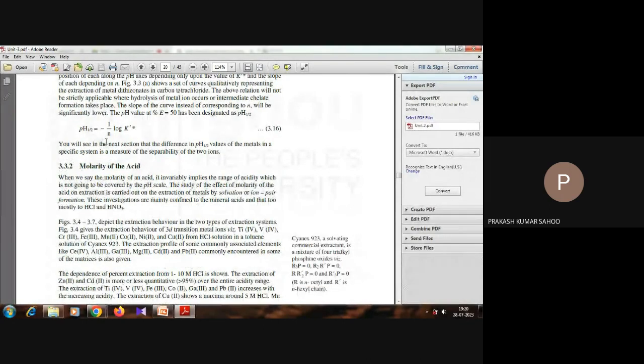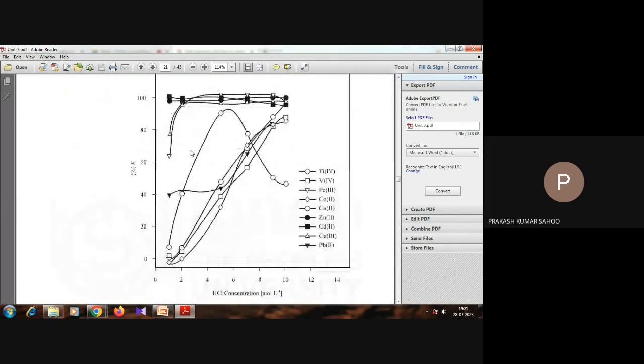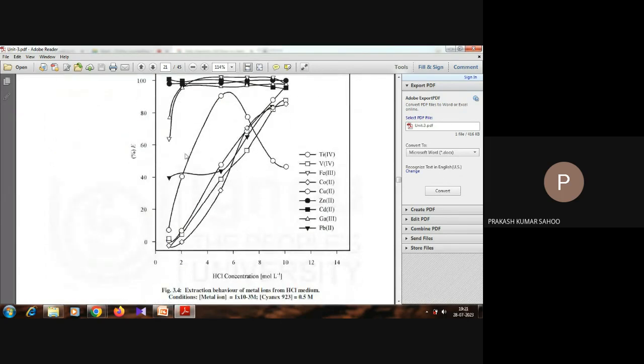As we know, pH equals minus log of H plus concentration, but here the equilibrium or the distribution coefficient is highlighted. Then it depends on the molarity or concentration of the acid. This is another factor. Just go through these things, okay? And these are the symbols of different metal ions. This circle is for your titanium 4. This square is for your vanadium 4, just like this, okay?